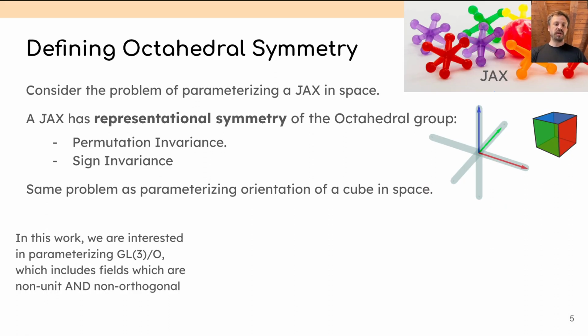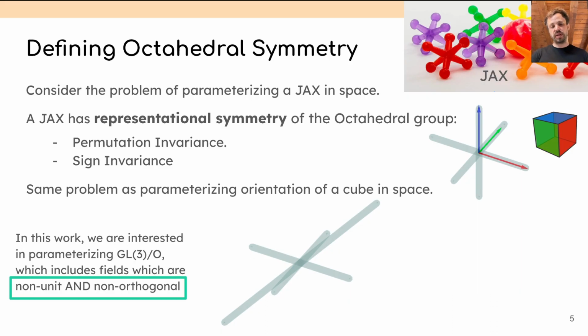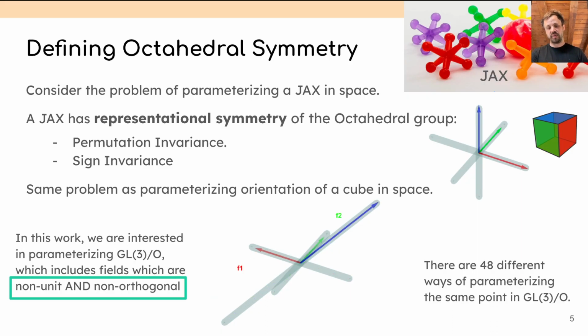In this paper, we're interested in studying a larger space called GL3, quotiented by the octahedral group. And this includes frames which are both non-unit and non-orthogonal. But fundamentally, this doesn't create much of a difference, and there's still 48 different ways of parameterizing an element of GL3 mod O with frames. Okay, but this is a good start. So now we have some way of describing elements of GL3 mod O.